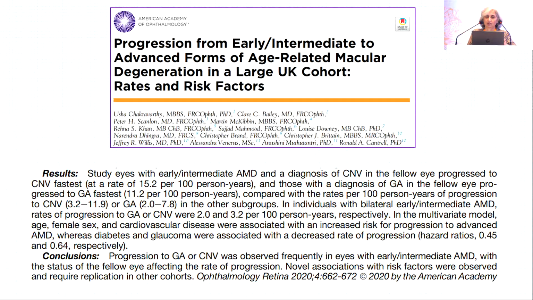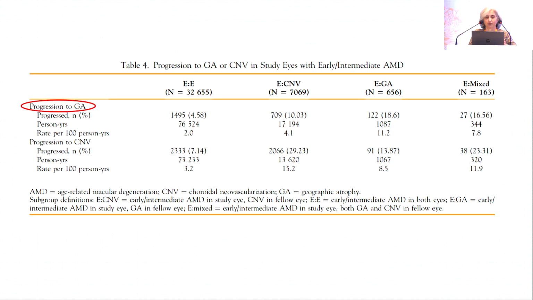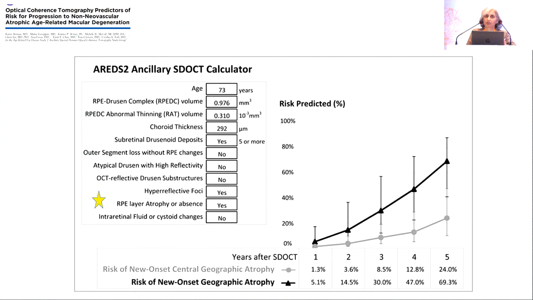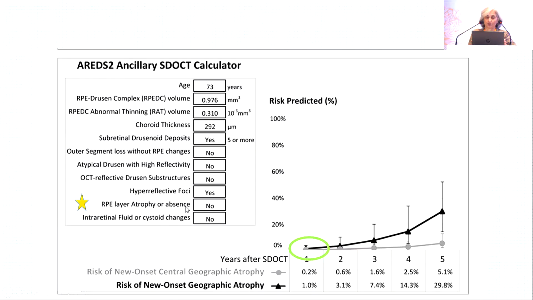This was a large US, UK-based cohort, which also told us about progression from early to intermediate to advanced forms. And they found that the status of the fellow eye also influences the rate of progression. One eye with GA, you know the other eye is going to go in for GA. And this was their table. And then part of the AREDS2 study was also to look at OCT risk factors of GA progression. What was significant is the presence of RPE atrophy showed a very high incidence of progression of geographic atrophy, whereas in the absence of RPE atrophy at baseline, the incidence of progression was much lower.